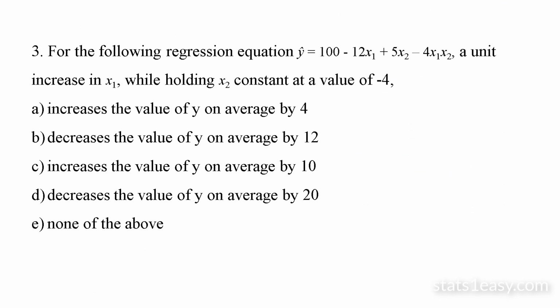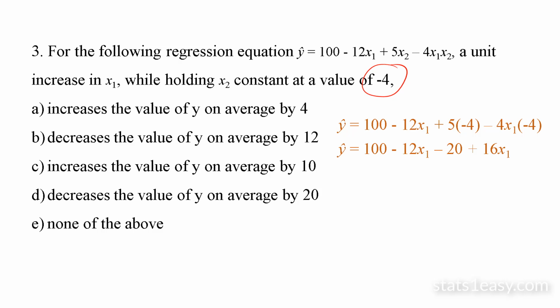For the following regression equation, we consider a unit increase in x1 while holding x2 constant at a value of -4. If x2 is held constant at -4, it basically means x2 is -4. So we can plug -4 into that regression equation. And when we simplify that, we obtain y hat equals 80 plus 4x1.